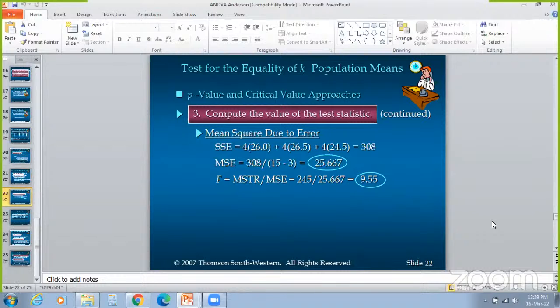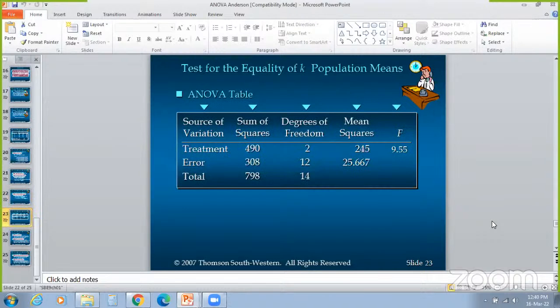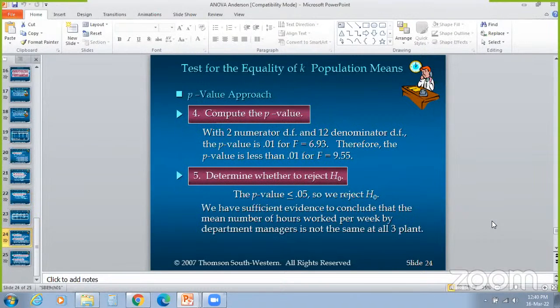Similarly, the mean square due to error is calculated in this way. That is equivalent to 25.66. Then you have to get an F value from these two values, 245 divided by 25.66, and so on. Then the answer is 9.55. This is your calculated value. So now you have to use this calculated value and compare it with the table value. Okay, the table value. So the table value for this problem is F equal to 6.93.